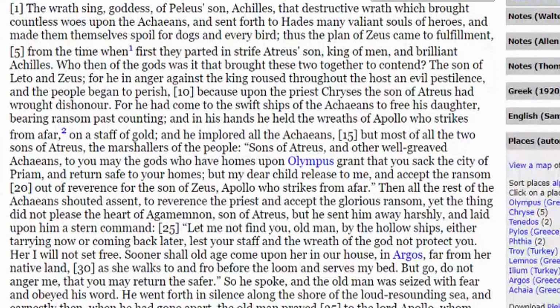So with all that said, then, let's start to look at the poem. Let's take a look at the beginning. Sing, goddess, of the rage of Peleus' son Achilles, the destructive wrath which brought countless woes upon the Achaeans, and sent forth to Hades many valiant souls of heroes, and made themselves spoil for dogs and every bird.